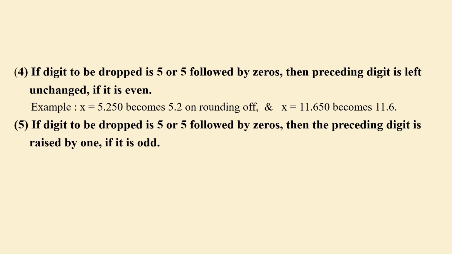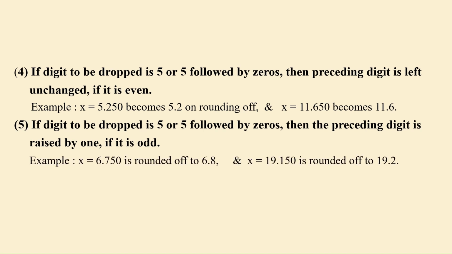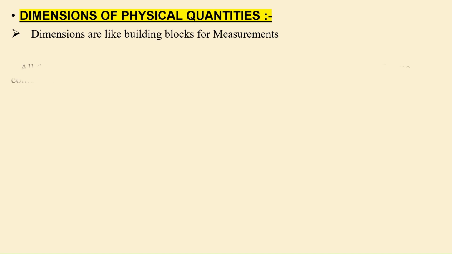5. If the digit to be dropped is 5 or 5 followed by zeros, then the preceding digit is raised by 1 if it is odd. Example, x is equal to 6.750 is rounded off to 6.8, and x is equal to 19.150 is rounded off to 19.2. Dimensions of physical quantities. Dimensions are like building blocks for measurements.